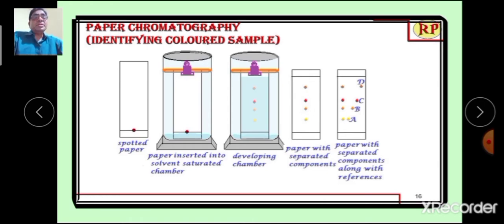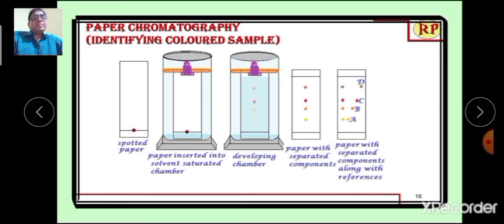Now on this line of application the sample is spotted. Here you can see the drop which is spotted. When the spotted drop is dried, another drop is applied and again the spot is dried. The spot must be compact and not spread out much.